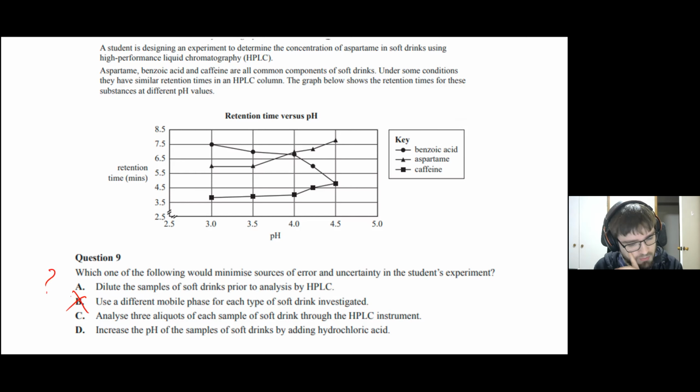Analyze 3 aliquots of each sample of soft drink through the HPLC instrument. That looks pretty good. Doing anything in triplicate is just going to reduce your uncertainty. Increase the pH of the samples of soft drinks by adding hydrochloric acid. The fact that it says the pH will go up if you add hydrochloric acid doesn't make any sense, because if you added hydrochloric acid, the pH would go down because it's an acid. So D is obviously out of the question because the answer isn't internally consistent. So C is going to be the best one here.